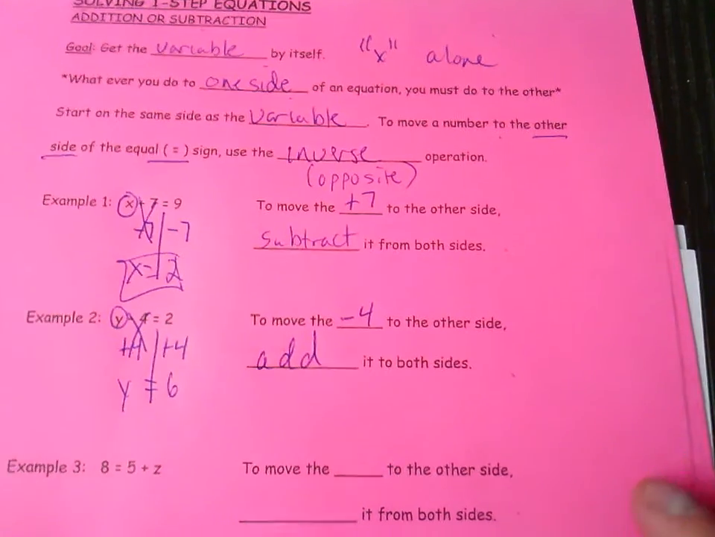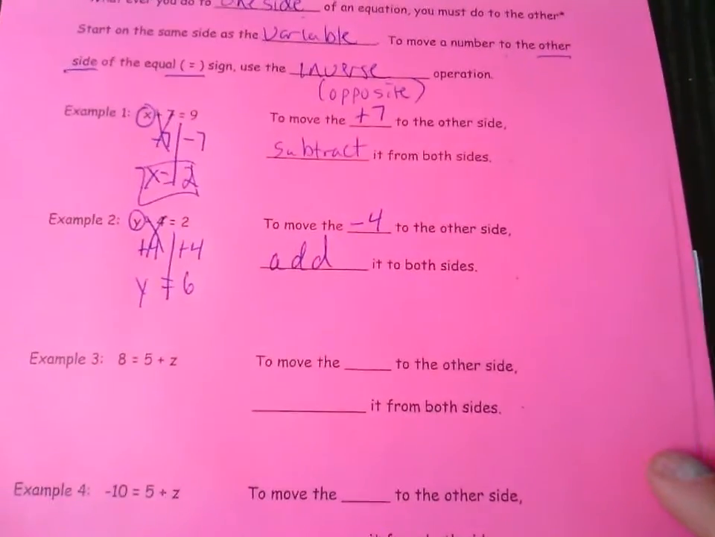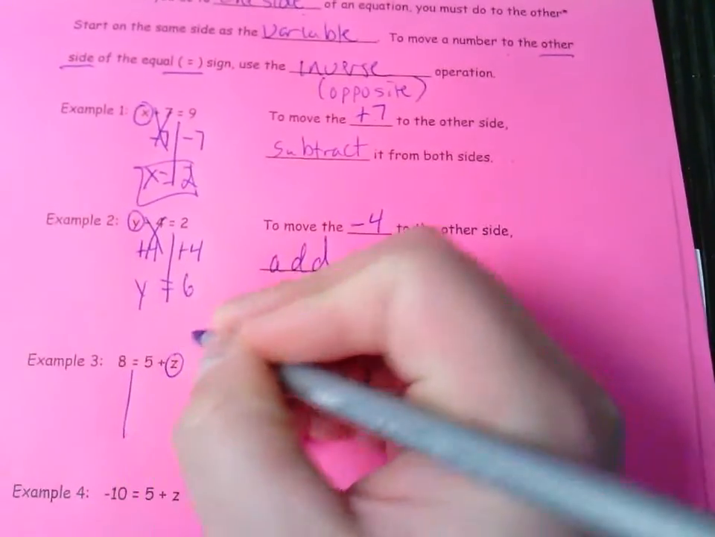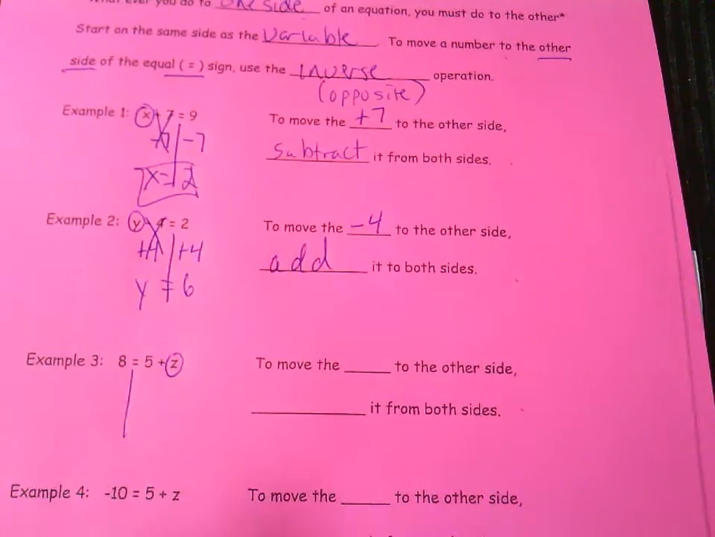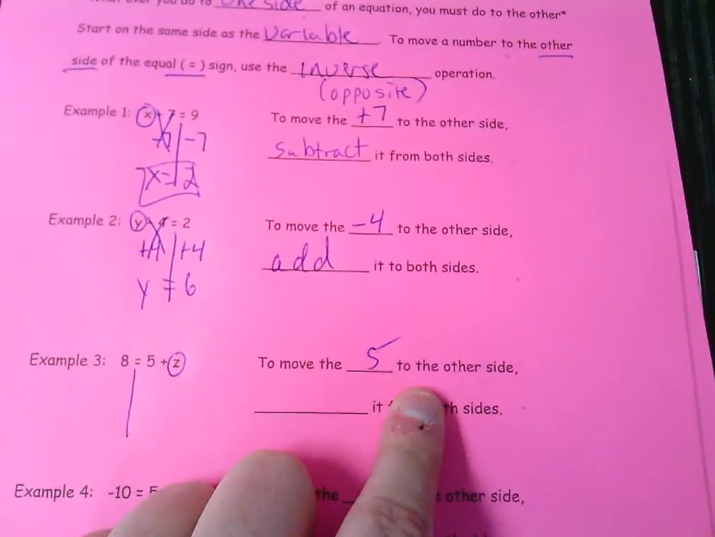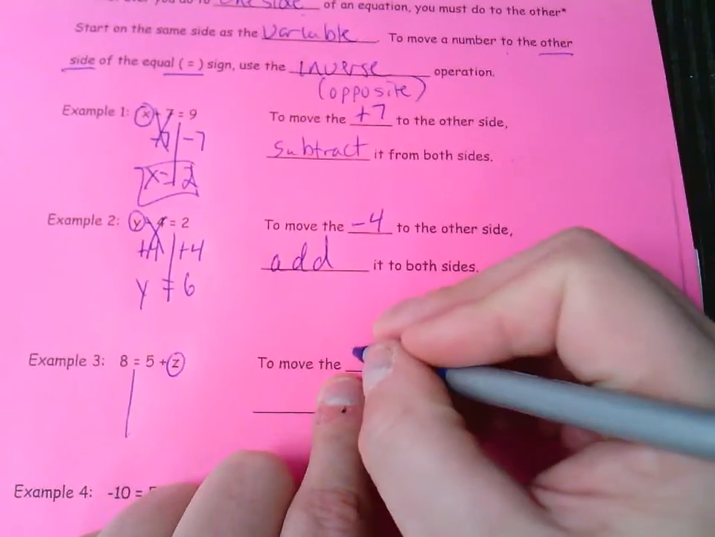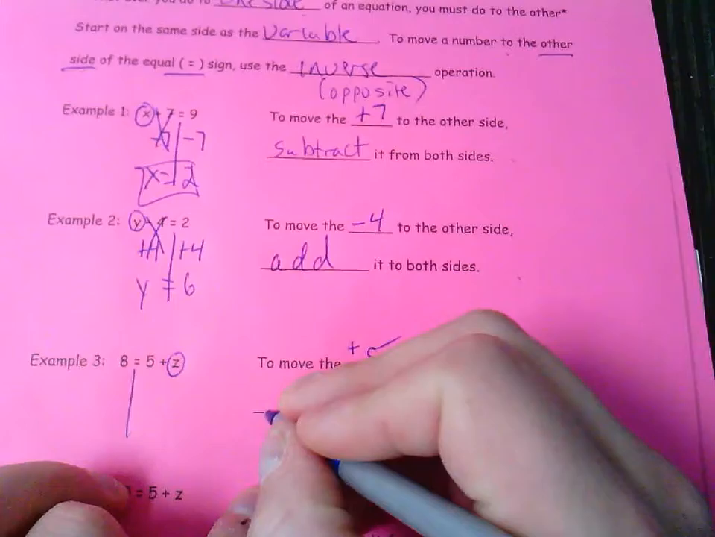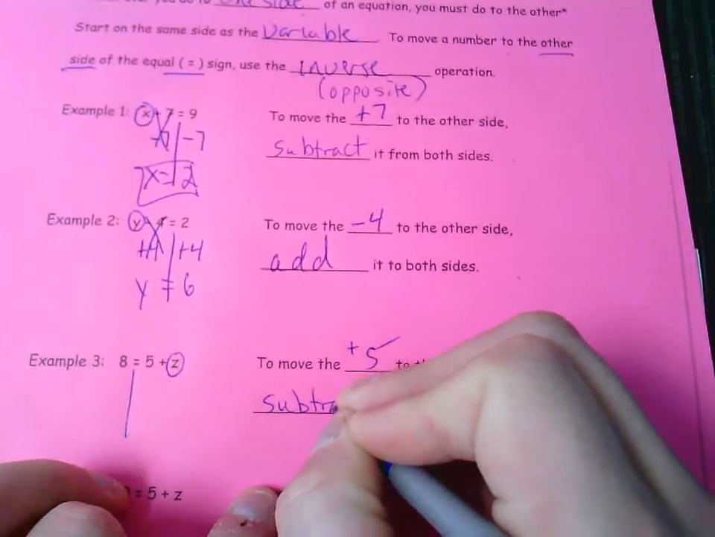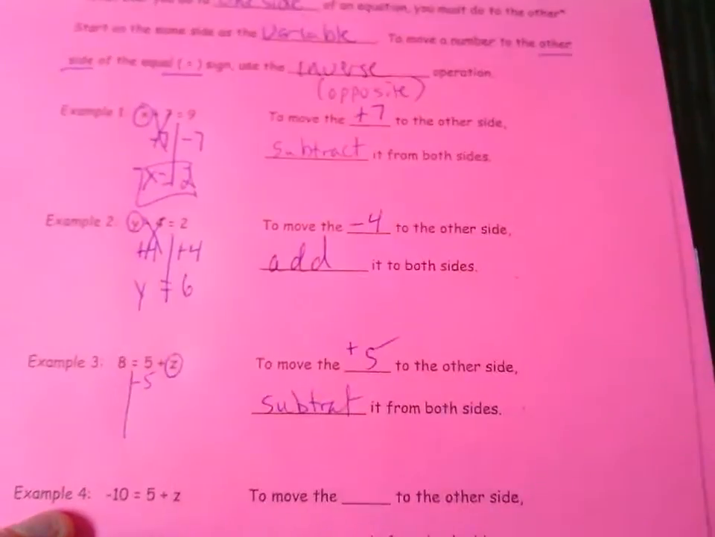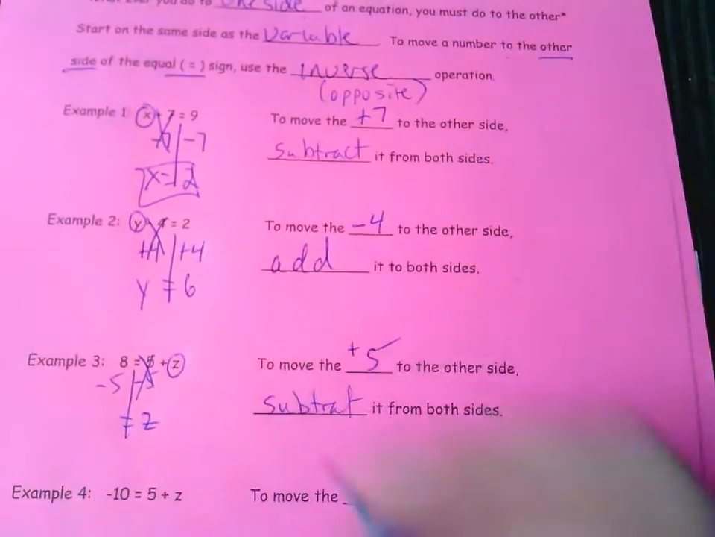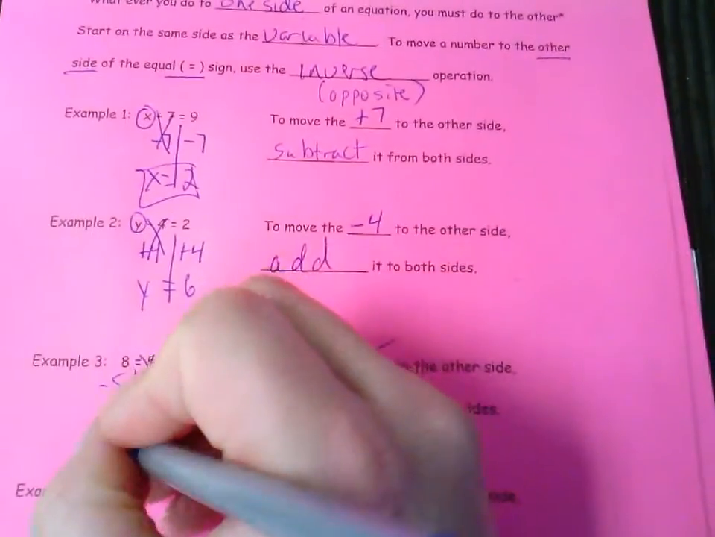All right, these last 2 examples are just how the equations can look a little bit different, but we're still kind of doing the same thing. So line down the equal sign. Now the variable's on the right side. And we need to move the 5 to the other side. Well, the 5 is actually positive. Even though there's no sign in front of it, we know it's a plus. So in order to get rid of it, we're going to have to subtract it from both sides. Subtract 5 here, and then subtract 5 on the other side. Okay, the 5's cancel out. You're left with z. Okay, and 8 minus 5 is 3.